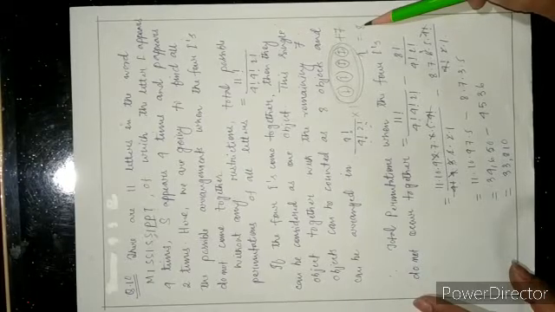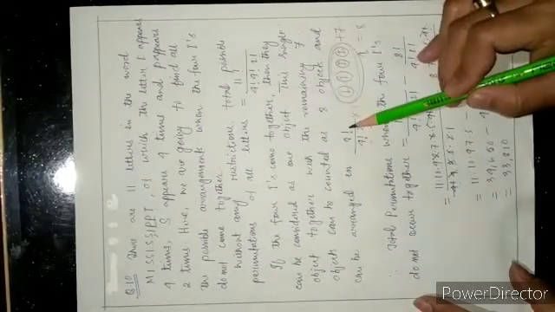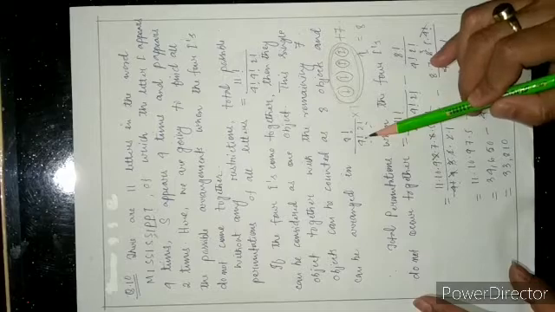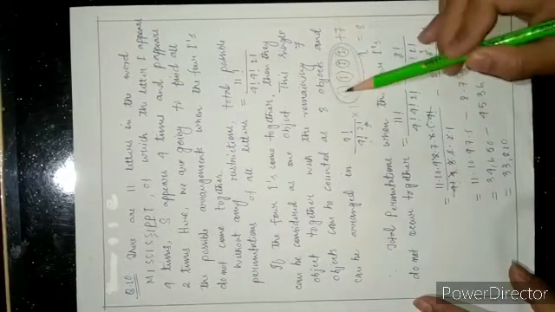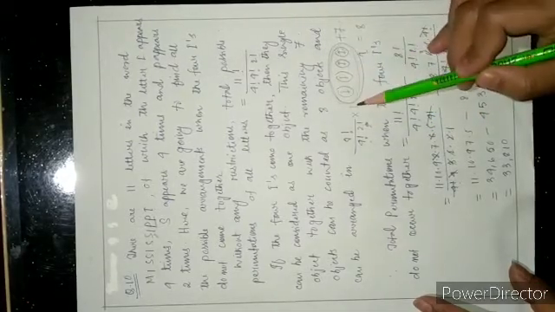And 8 objects can be arranged in 8 factorial divided by 4 factorial into 2 factorial ways, and these 4 I's can be arranged in only one way.